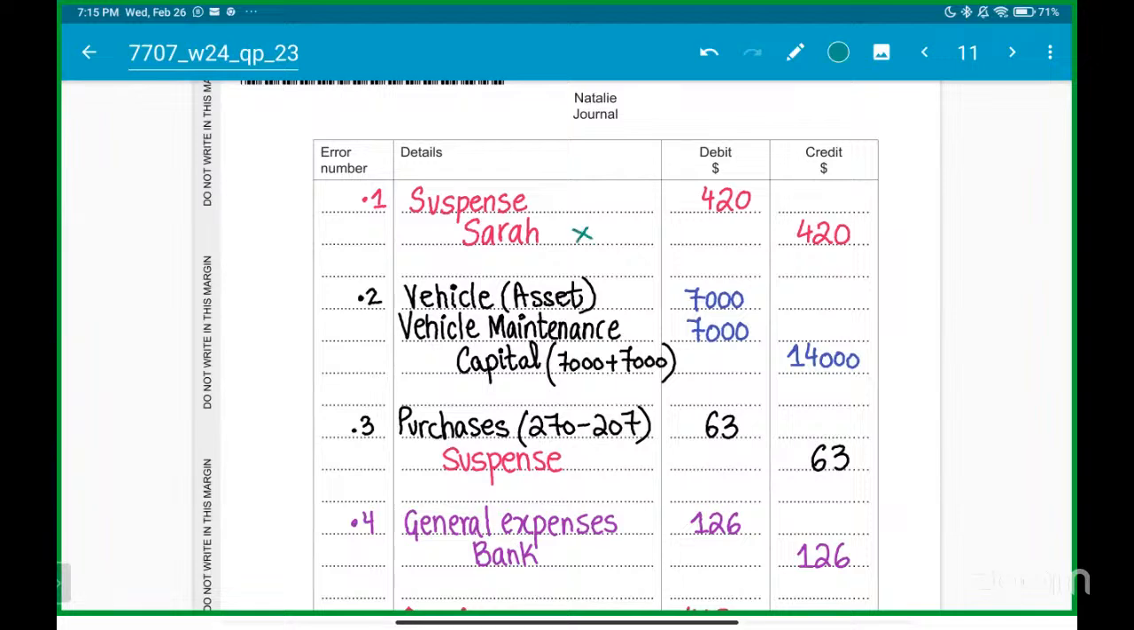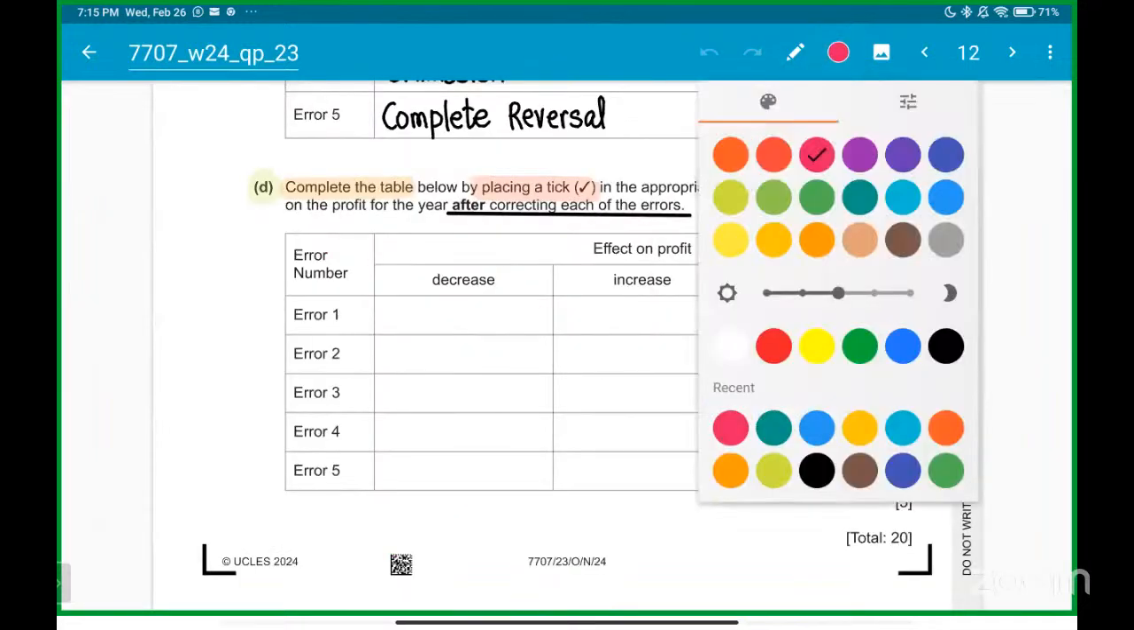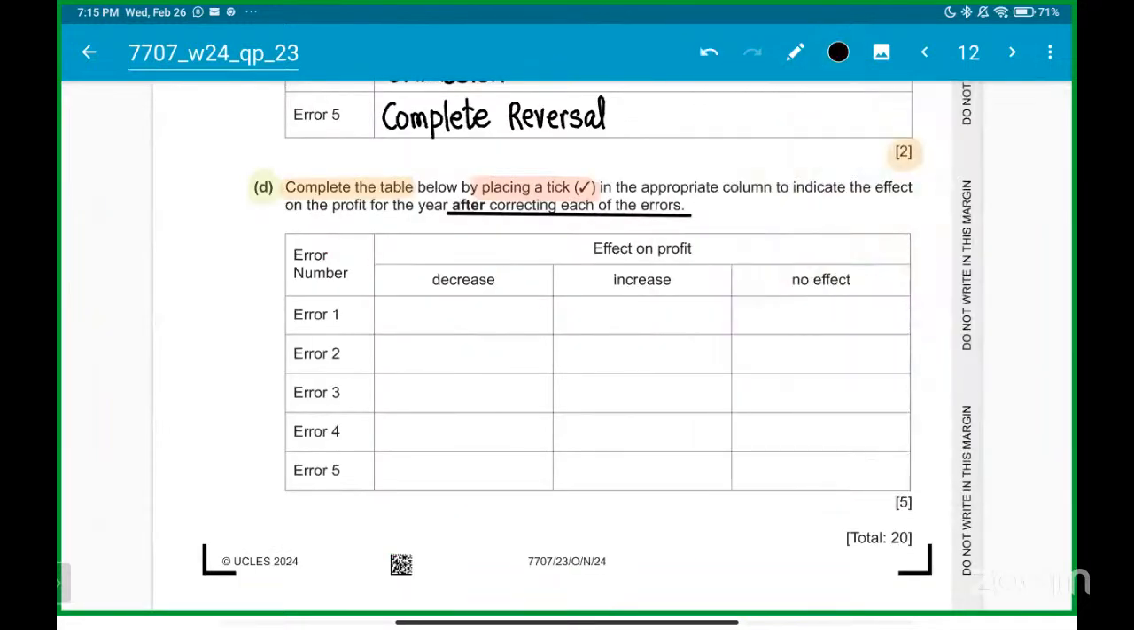And as we talked about, Sarah is basically a customer. Sarah is an asset. It's a debtor. As I mentioned, debtors are assets. So error number 1 will have no effect at all because it's about the customer. The customer is being reduced. If it was talking about assets, what will be the effect on the assets? Definitely it is being reduced, so the assets will decrease. But because they are asking the effect on profit, there is no effect, students. Error number 1, you put the tick mark over here. That error number 1 will have no effect.